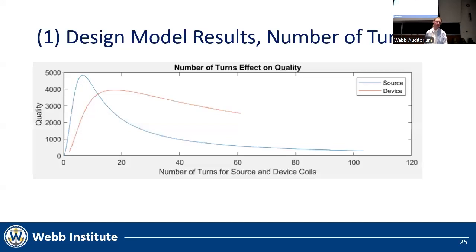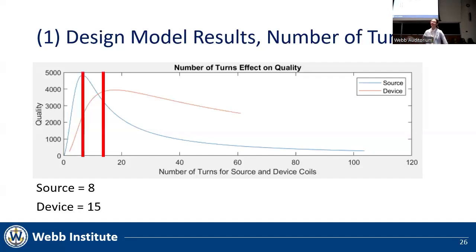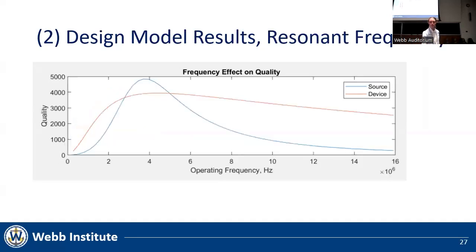So, after doing all of these things, let's first go over the results of the design model outputs. This is the first of 3 generated graphs for the source and device design characteristics. Each curve here is a number of turns and the effect on quality as it varies. The intent here is to then select the number of turns resulting in the highest quality. Thus, 8 turns for the source coil and 15 for the device coil are selected.